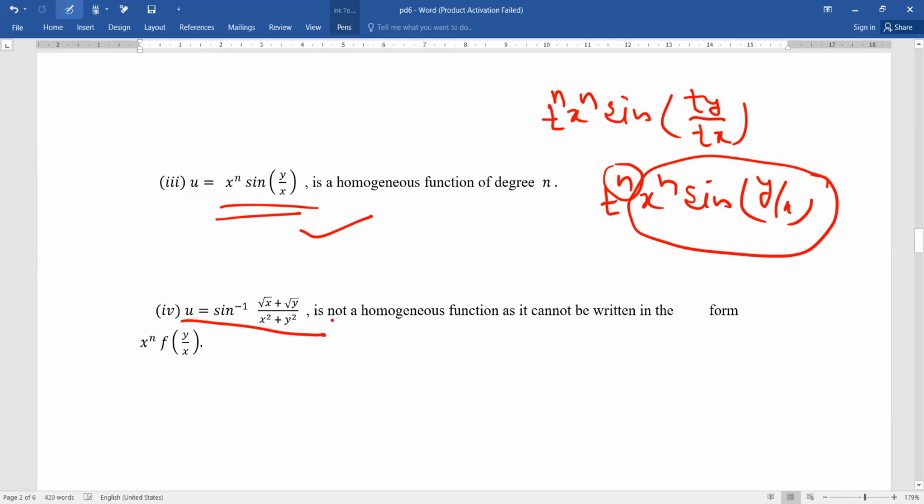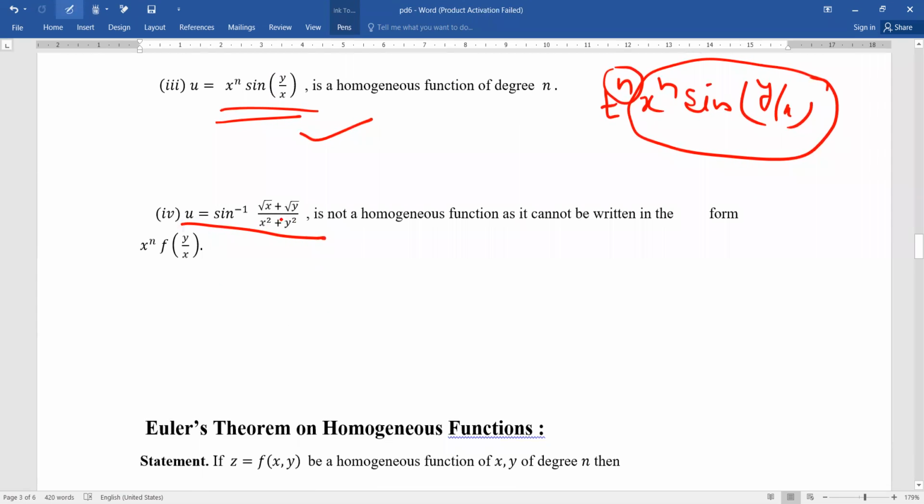Now see this example, u equal to sine inverse of this. Clearly it is not homogeneous. Now why it is not homogeneous? Because we cannot express this problem in the form x to power n f of y by x.